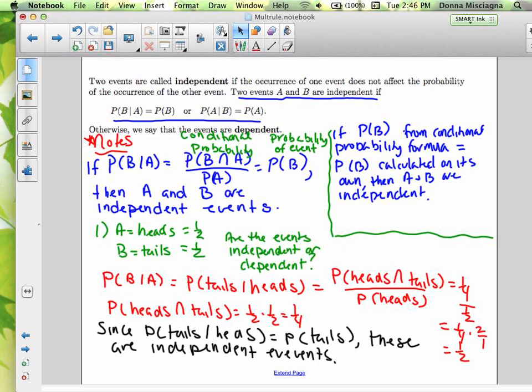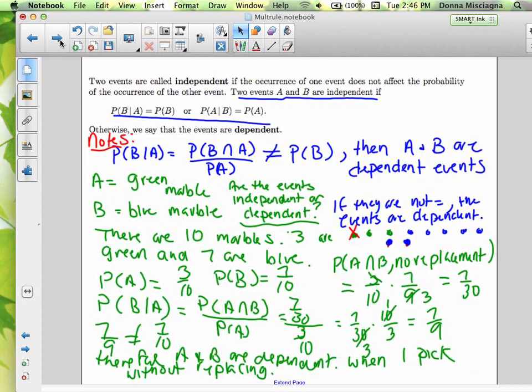That way you'll have an example of here are two. We know these are independent events because the probability of one given the other is just the probability of that first event all by its lonesome. But here we have some dependent events.